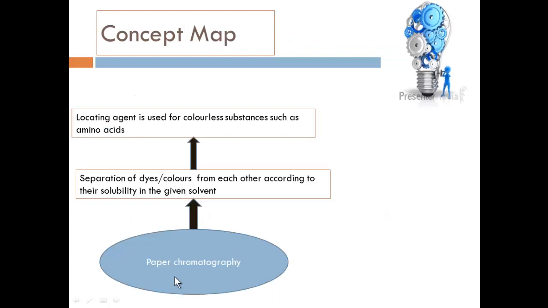Concept map: paper chromatography is the separation of dyes and colors from each other according to their solubility in the given solvent. A locating agent is used for colorless substances such as amino acids.